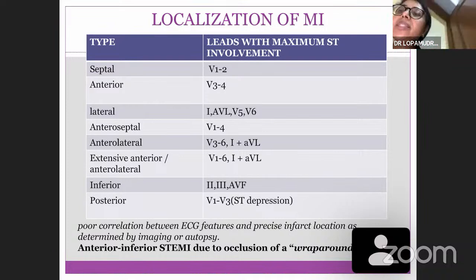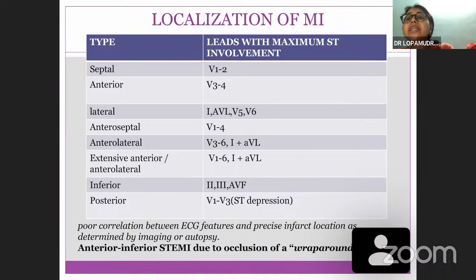Anterolateral MI is seen in leads 1, AVL, and V3 to V6. An extensive anterior MI is when ST elevation can be seen in V1 to V6, 1, and AVL. Inferior MI is when we have maximum ST elevation in 2, 3, and AVF. And in the posterior MI, there is only ST depression that can be seen in V1 to V3 unless we use the posterior leads.